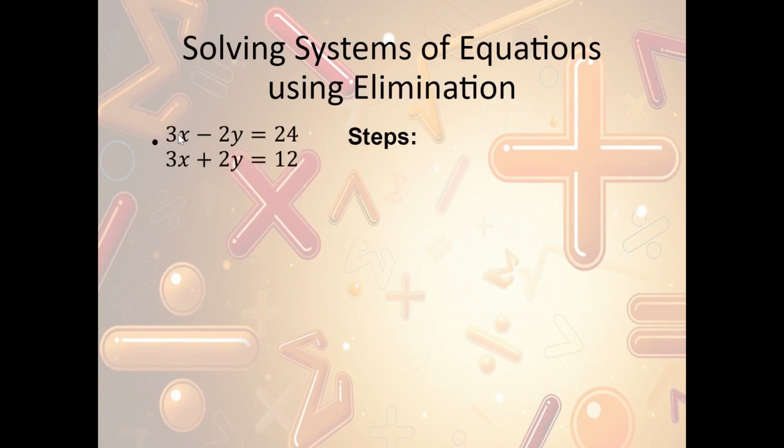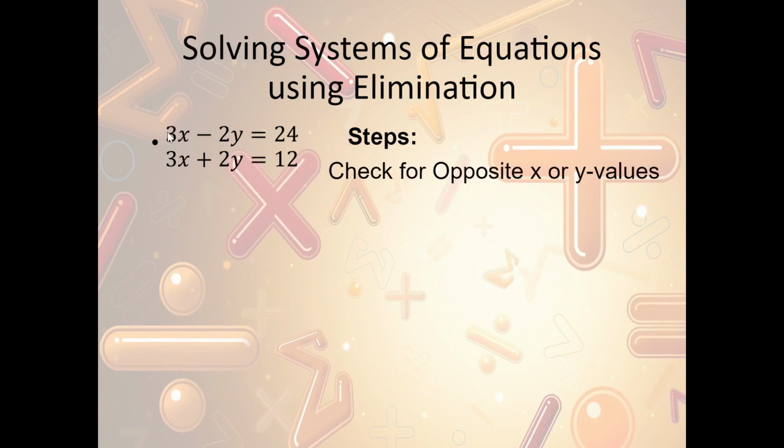So if we're given something like this, 3x minus 2y is equal to 24 and 3x plus 2y is equal to 12, we're going to go ahead and solve this using what we call elimination. So here are the steps. First step is we're going to check for opposite x values or y values. Now opposites mean they have the same integer but with opposite signs.